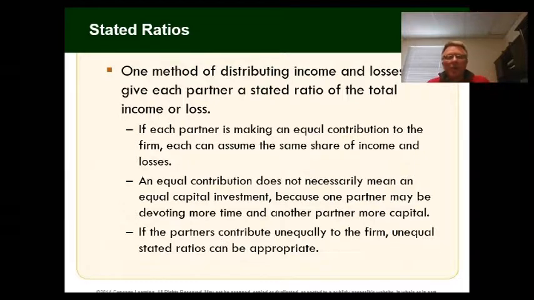So there's a couple different ratios that help distribute income and loss. One of them is called a stated ratio. Real simple, it's an explicit ratio between the partners, the 2 or 3 or 4 or 6 partners, or whatever you have, who gets what. So if each partner is making an equal contribution to the firm, each can assume the same share of income and loss. It may not be true, but it should be explicitly stated. Equal contribution doesn't necessarily mean an equal capital investment. One partner may be devoting more time, and somebody else might be devoting more capital.